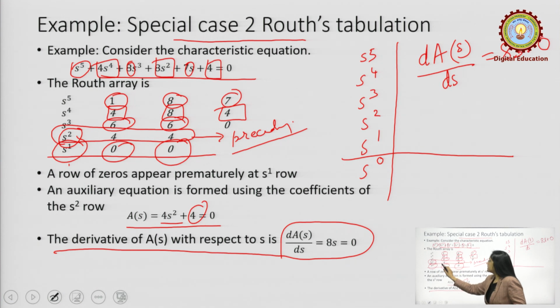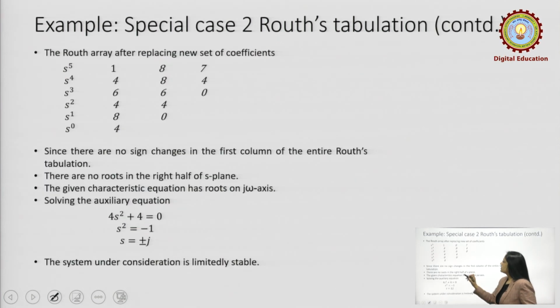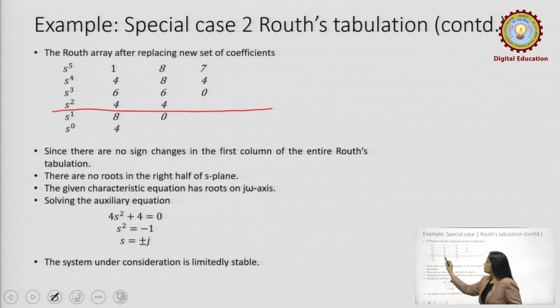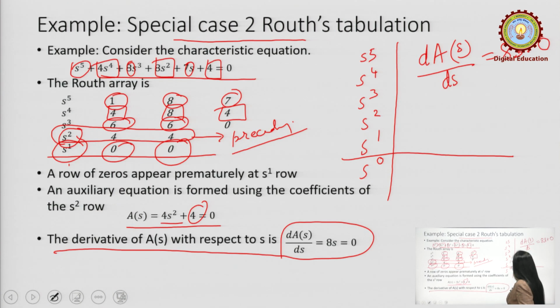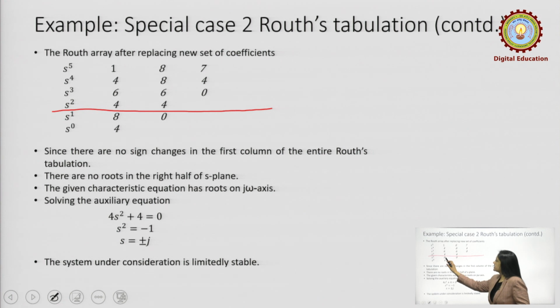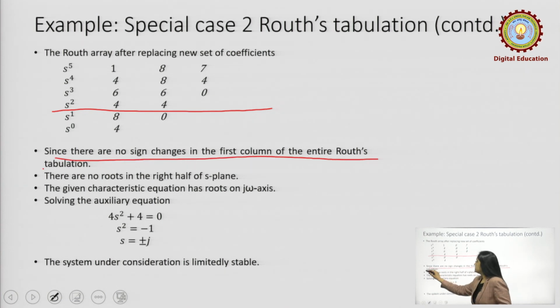Here it is 4 and 4 and this row has become 0. We keep the rows the same till here. For the s raised to 1 row where we got a 0, we are going to replace it by the coefficients of the derivative with respect to s formed from the auxiliary equation, that is 8 and 0. Then we go ahead with the calculation and check the sign, and we can see that there are no sign changes.